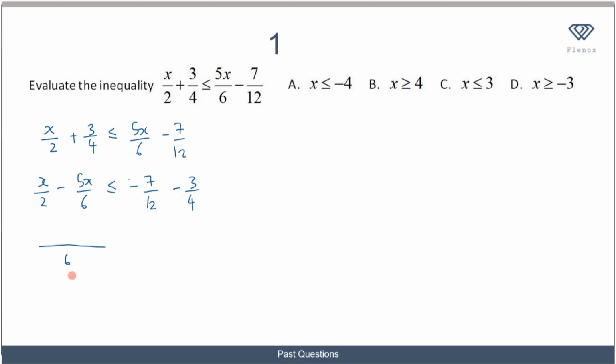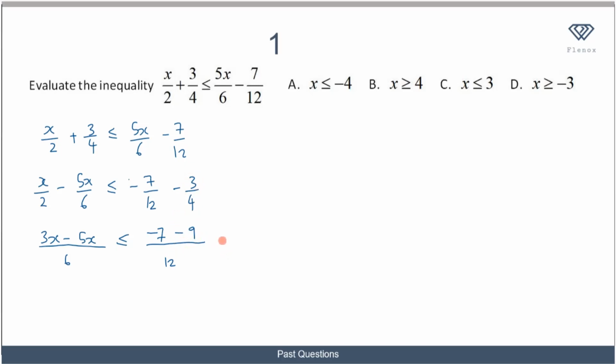So 2 in 6 is 3 times x gives me 3x. 6 in 6 is 1 times 5 giving minus 5x is less than or equals to, the LCM here is what? 12. 12 in 12 is 1 and 1 times minus 7 gives me minus 7. 4 in 12 is 3 and 3 times minus 3 gives me minus 9.